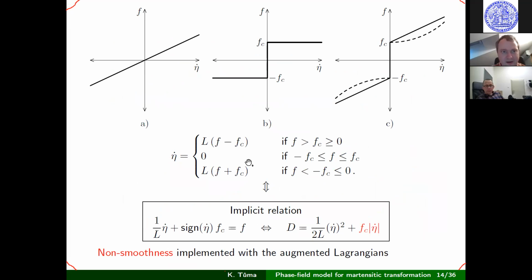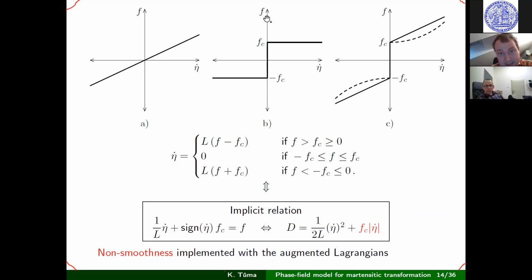So here are a few graphs. The original, the rate dependent, says that the relation between the eta dot and the thermodynamic driving force is linear. So this looks like this. And speaking about fluids, one can imagine if this was a dependence of the shear stress on the shear rate, this would correspond to the Navier-Stokes.